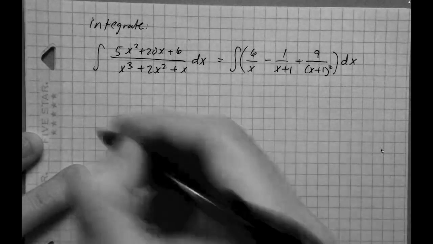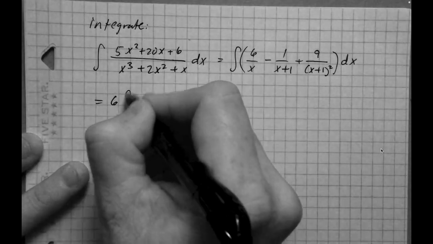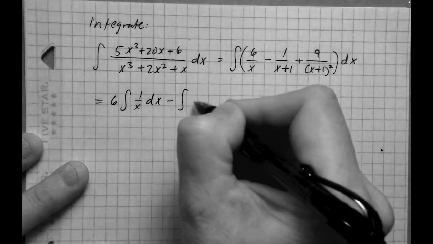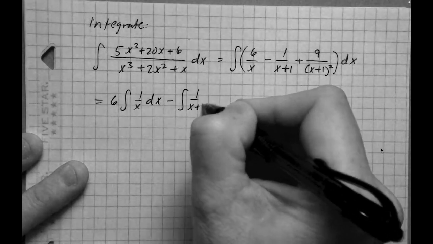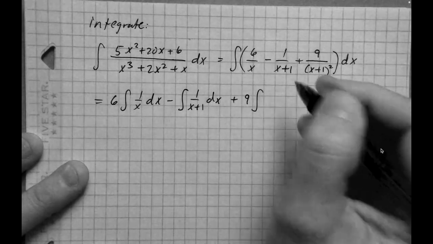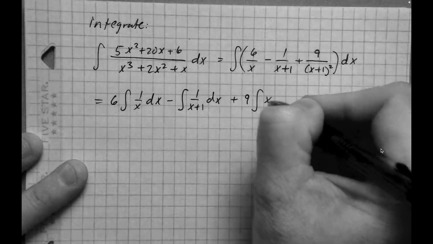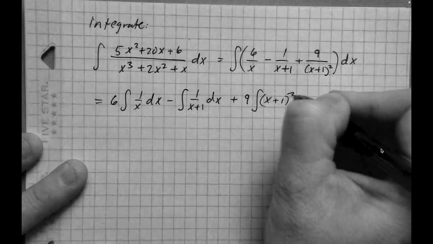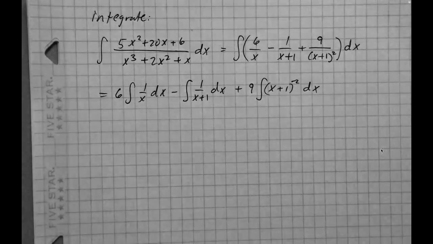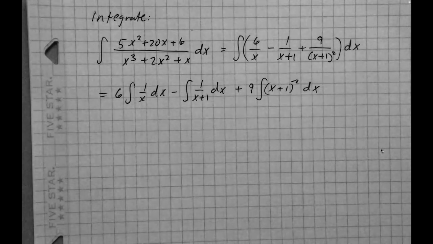We can break this all apart, and we get 6 times the integral of 1 over x dx minus the integral of 1 over x plus 1 dx plus 9 times the integral of, we'll write this as x plus 1 to the negative 2 dx. Okay, now all of these things can be quickly done, right?